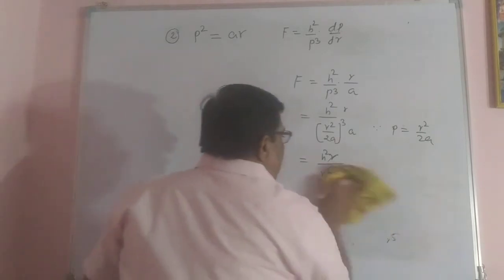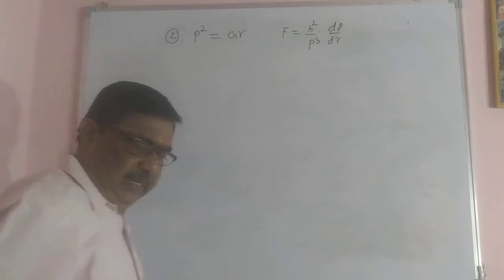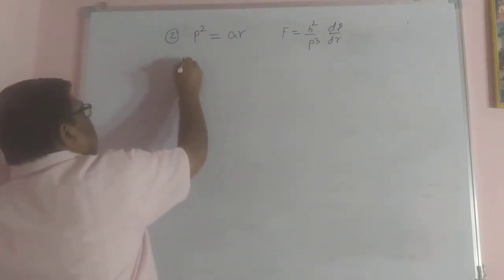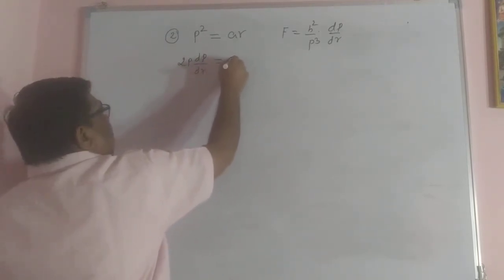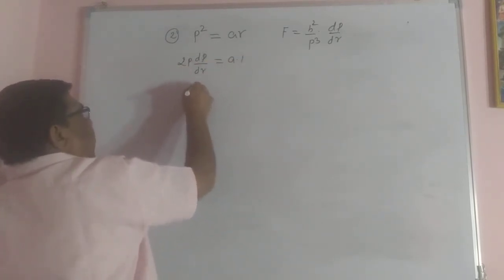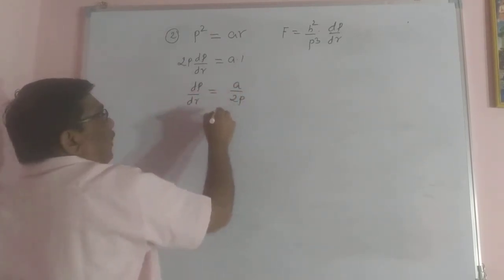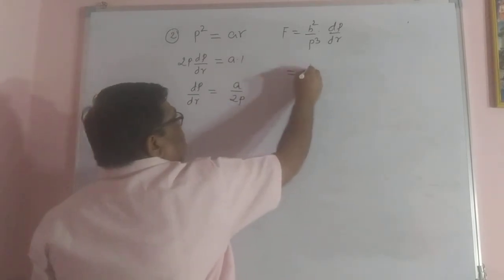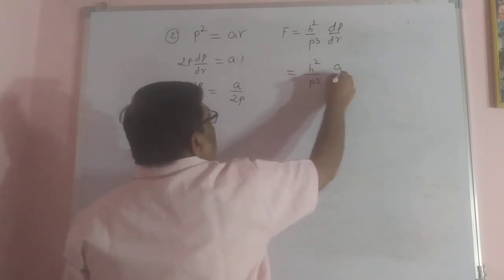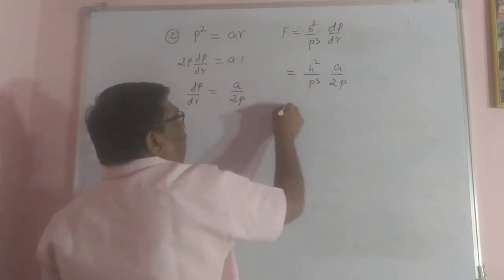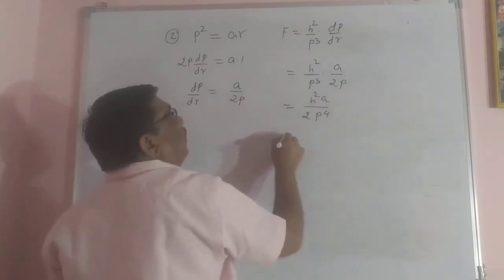Differentiate p with respect to r. Therefore, it is 2p into dp divided by dr equal to a into 1, or dp divided by dr equal to a divided by 2p. Substitute here. It is h square divided by p cube into a divided by 2p, or h square a divided by 2 into p raised to 4.